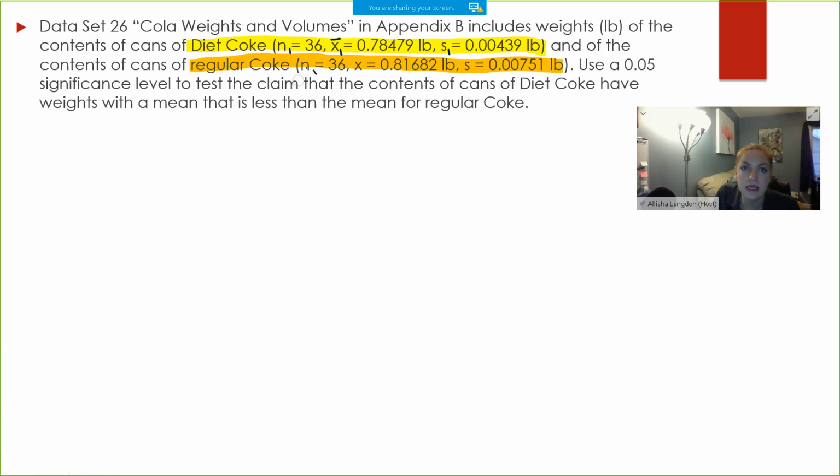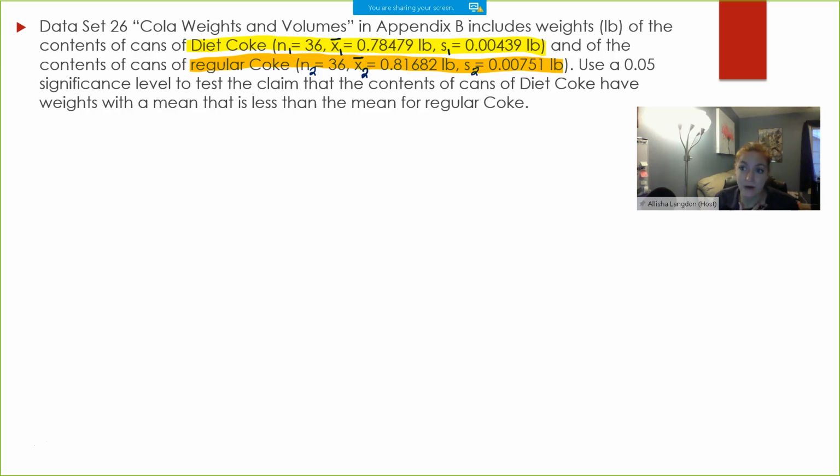So this should be N2 is 35 or 36. So we have the same sample size, but these are from different populations. Notice we're talking about Diet Coke and regular Coke. These are two different ideas. This is why they're independent of one another. They come from two different populations. They're not the same. So these are independent. Our sample mean for regular Coke is 0.81 pounds, so a little heavier than the Diet Coke. And our sample standard deviation is 0.00751 pounds.